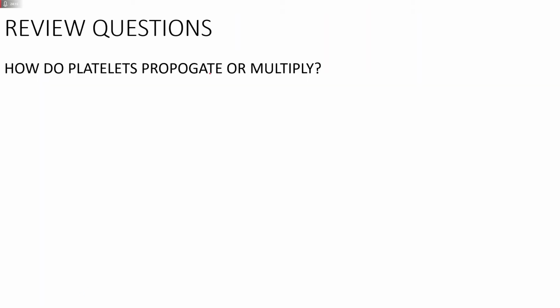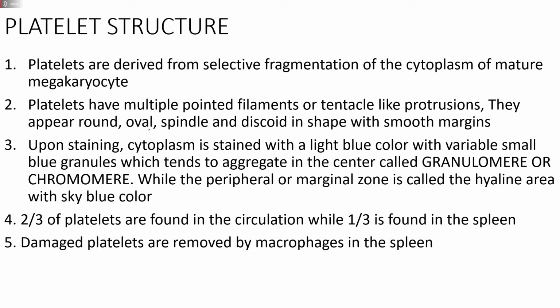Now, if you're going to be asked how do platelets propagate or multiply, they would propagate via fragmentation. Now, your platelet structures, class, are derived from selective fragmentation of the cytoplasm of the mature megakaryocyte. So I've already explained this. So galing sila, class, sa cytoplasm ng mature megakaryocyte niyo.